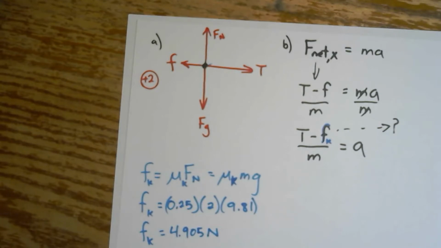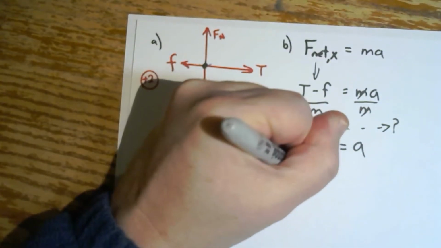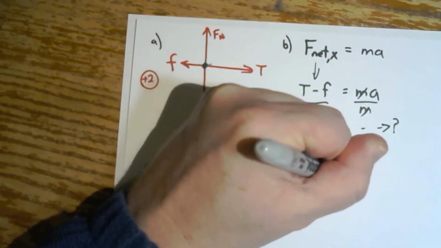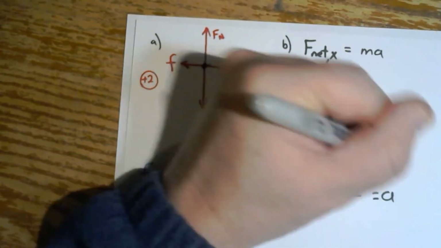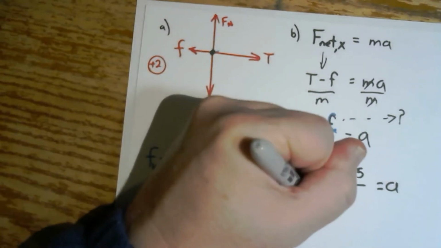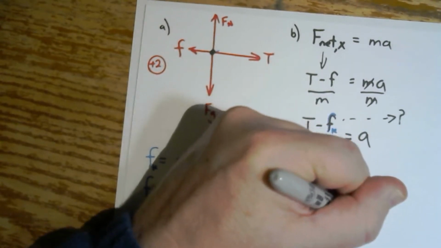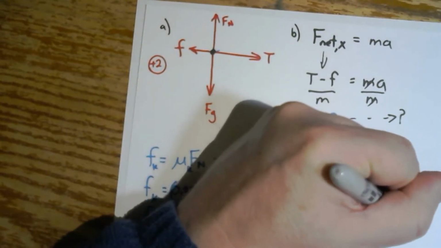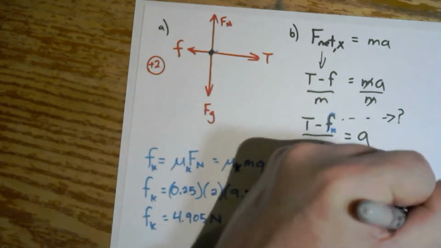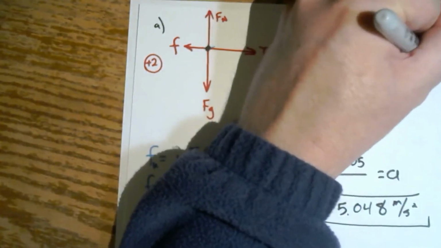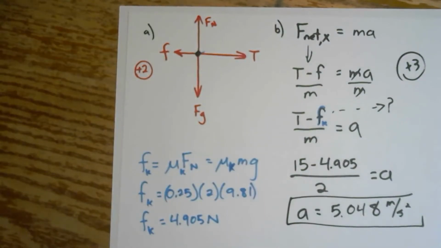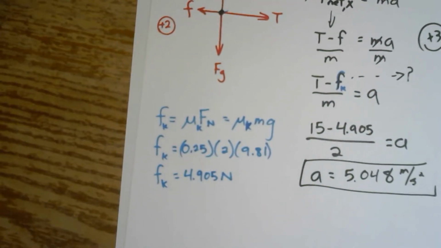Okay, so a real quick calculation: 15 minus 4.905 divided by 2 will be our acceleration, and we calculate that to be 5.048 meters per second squared. And so that's for part B. And guys, this is worth 3 points for this part.